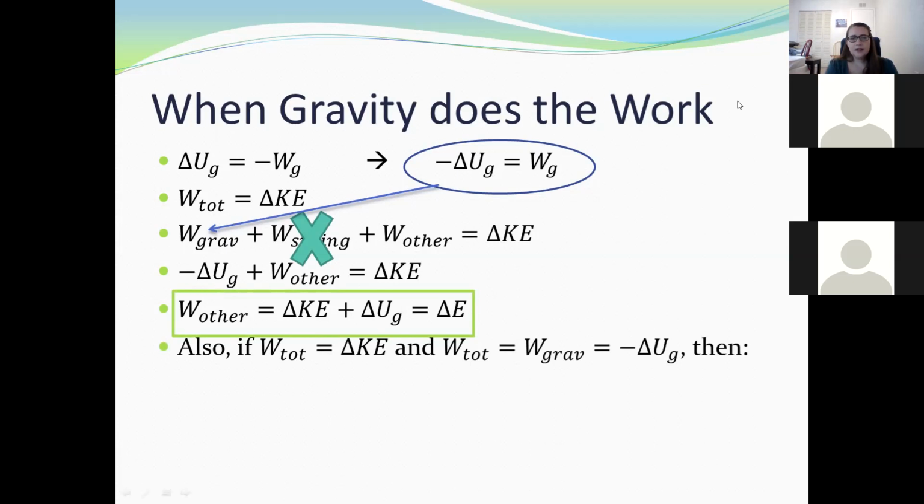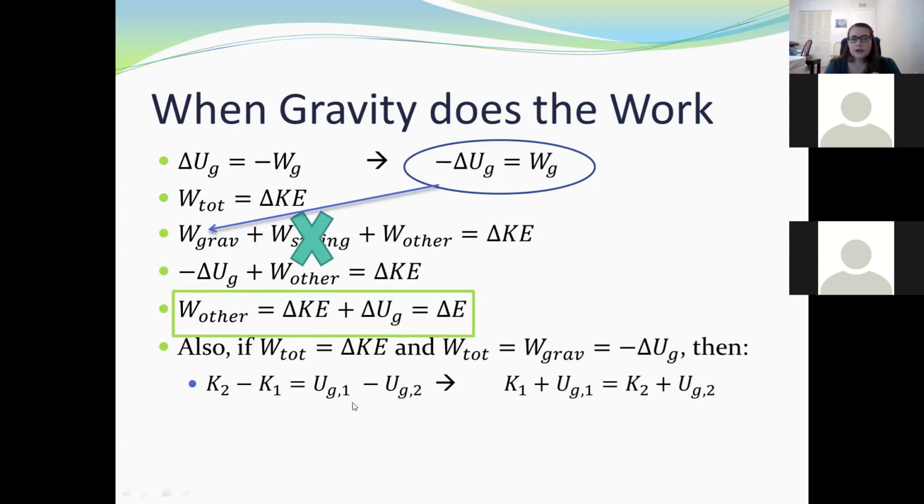But also, if our total work is the change in kinetic energy and total work is the work due to gravity, which is the opposite of the change in potential energy, again, we're saying that second chunk is true because we're just thinking about when gravity is doing the work. So we're ignoring the other for now. Then our change in kinetic energy, K2 minus K1, equals our change in potential energy. But remember, there's that negative sign in there. So K2 minus K1 equals UG1 minus UG2 because there's that negative sign that we distribute.